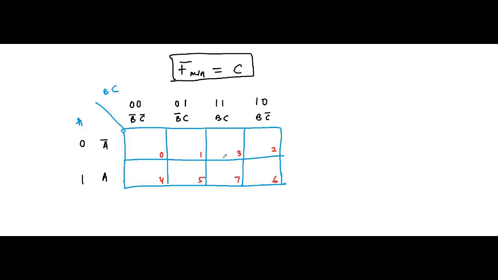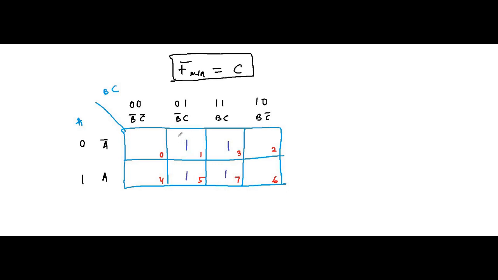Always remember 0, 1, 3, 2, not 2, 3. Here also 4, 5, 7, 6, not 6, 7. Okay, here people make mistakes. So the expression which is given is 1, 3, 5, 7. So 1, 3, 5, 7.